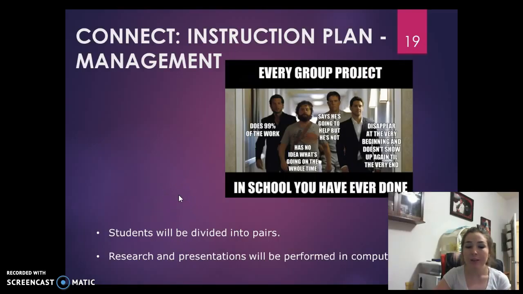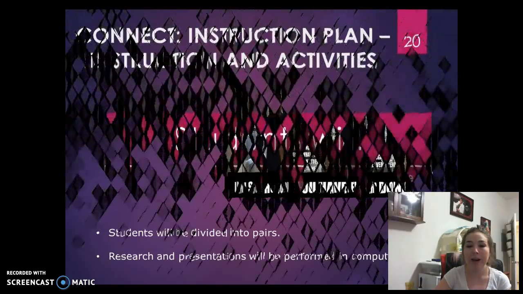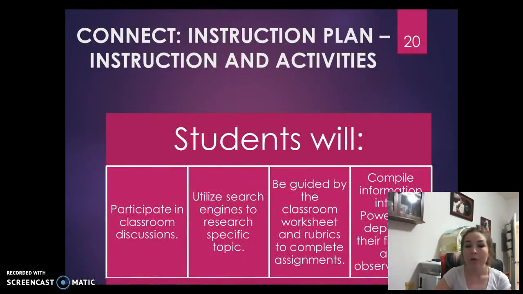The students should be divided into pairs, and all research and presentations should be performed in the computer lab. The goal is for the students to participate in classroom discussions, utilize the search engine to research specific topics, and they should be guided by the classroom worksheets in order to complete the assignment, and they should compile all the information that they find into a PowerPoint that they will present in the very end.